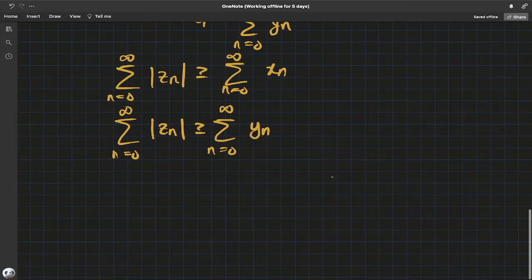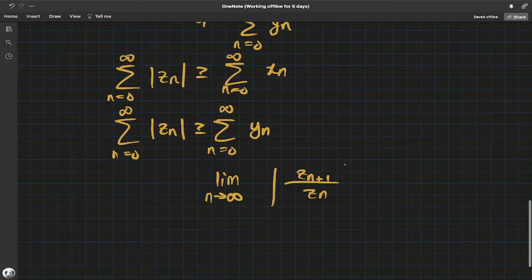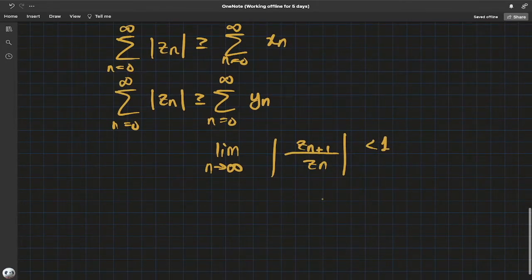And again, you can do the ratio test for this complex series. And this is the condition of convergence. So I think that's sort of what I wanted to talk about.